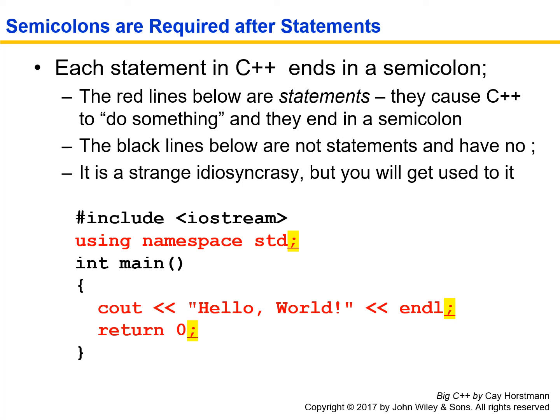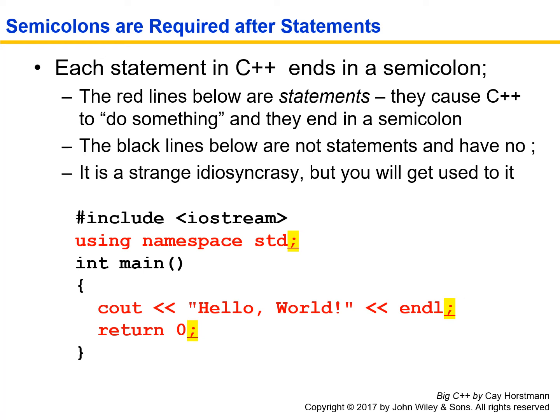One last comment on proper C++ syntax. Each statement in C++ ends in a semicolon. Okay. The lines colored red below are statements. They cause C++ to do something. Okay. To set a namespace, to print output, to return a value.